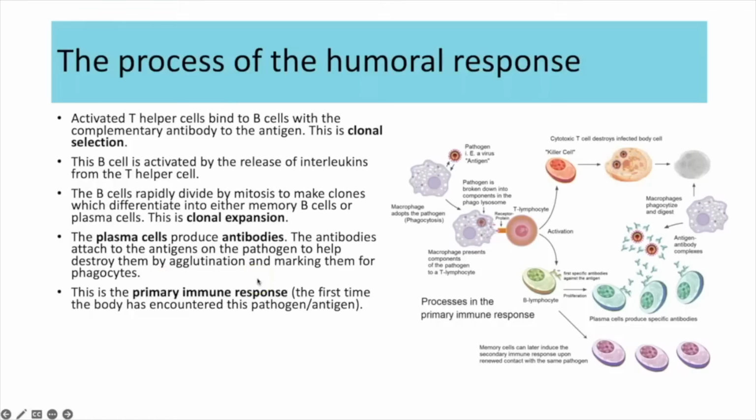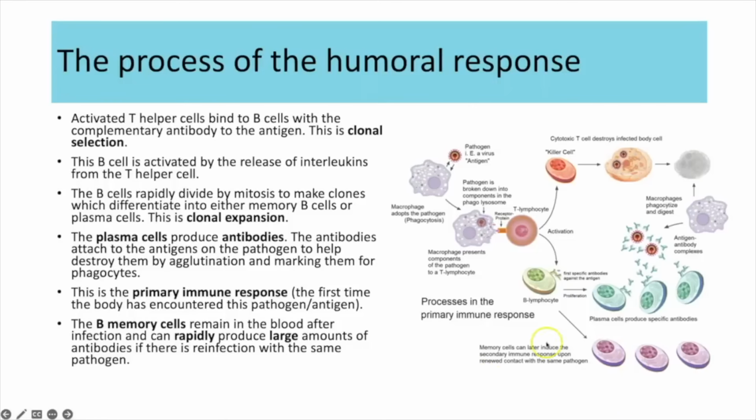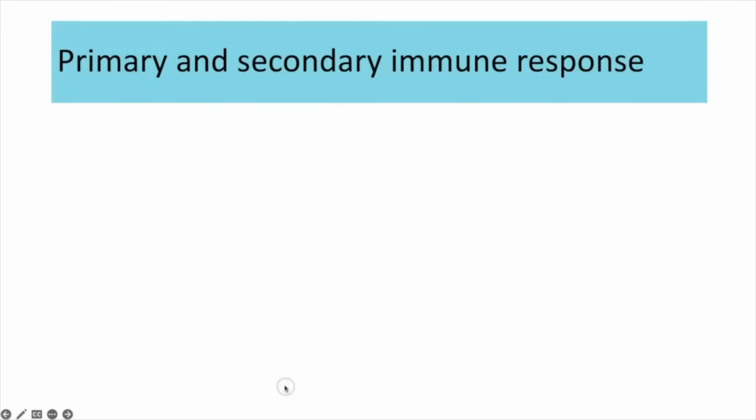Now, that is what happens in the primary immune response, and that means the first time you have ever been infected with this particular pathogen or antigen. The memory B cells are going to be reserved for if you are reinfected. And if you are reinfected with the same pathogen at a later date, those B memory cells remain in the blood, and if they collide with that antigen, they can rapidly divide into plasma cells and therefore produce large amounts of antibodies very, very quickly to destroy the pathogen before you should get any symptoms.